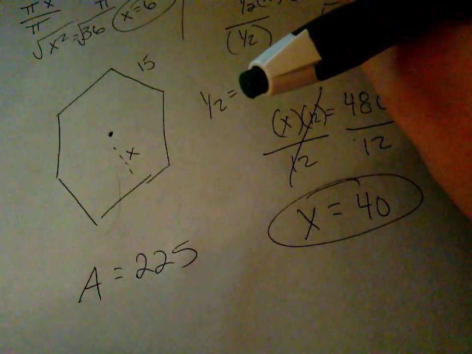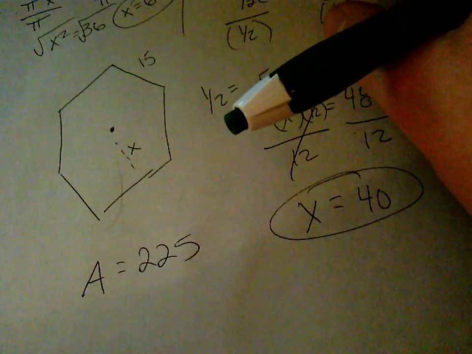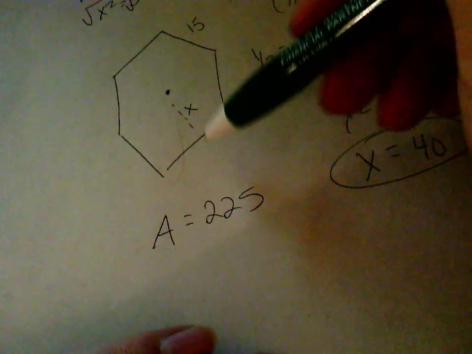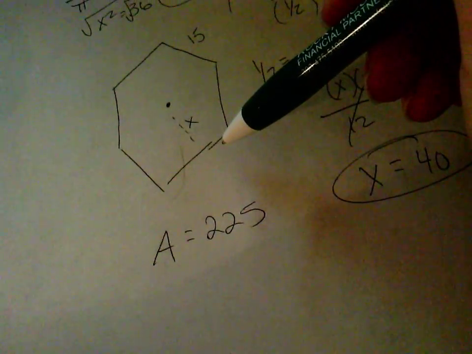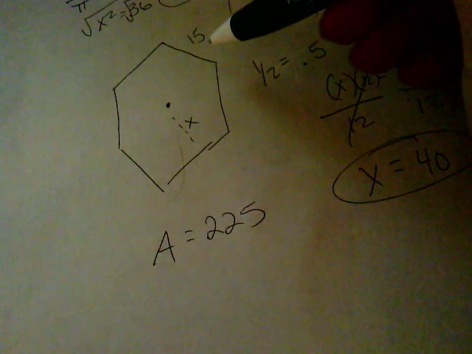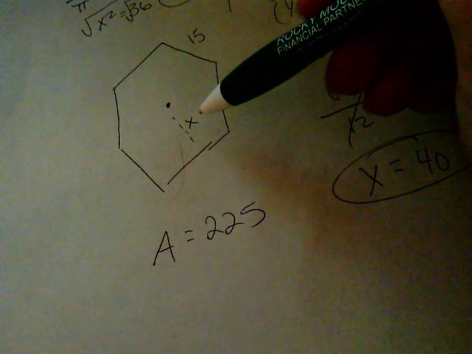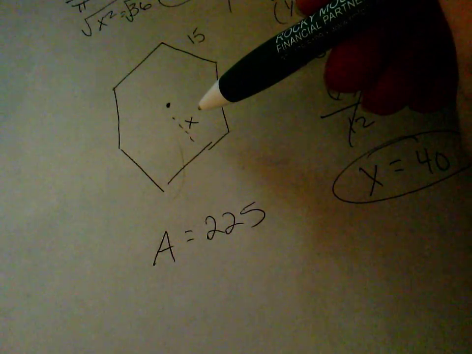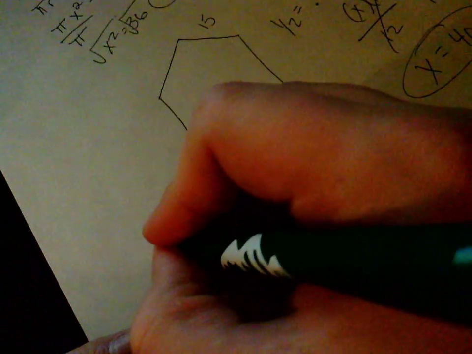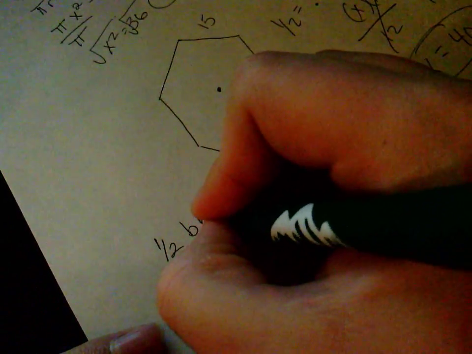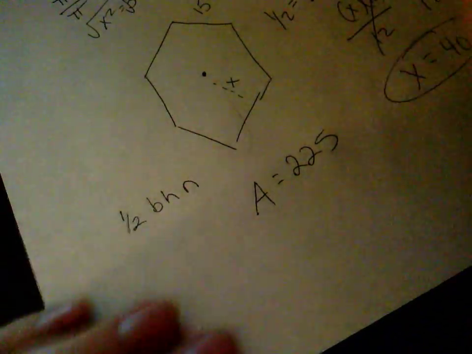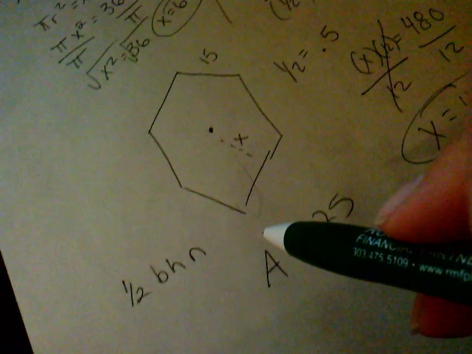So, the last step is this. What we're going to do is we have 15 here, we have x here. Okay? This formula, once again, is 1/2 base times height times the number of sides. That's what I'm going to call n. N is the number of sides. Okay? Let's fill in the information we know.